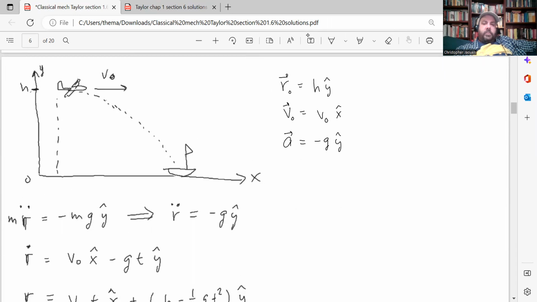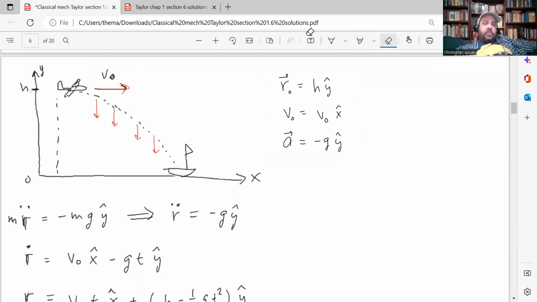Right, so again, drawing the picture and writing down the information that they gave us. This is all the initial value stuff. So the initial position is h y hat. The initial velocity is v0 x hat. So here we have our airplane, and it's traveling in the positive x direction at a constant velocity v0, and it's staying at a constant height of h, right? And then the acceleration is just due to gravity, because the plane is moving at constant velocity. So all along the trajectory of the bundle here, it's just being accelerated by gravity. So a is negative g y hat.